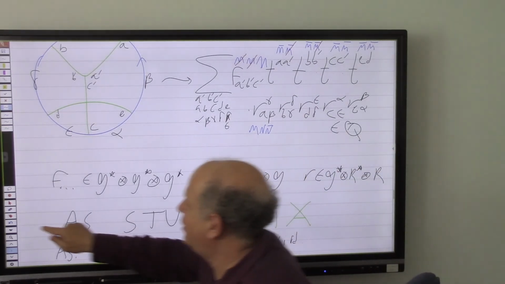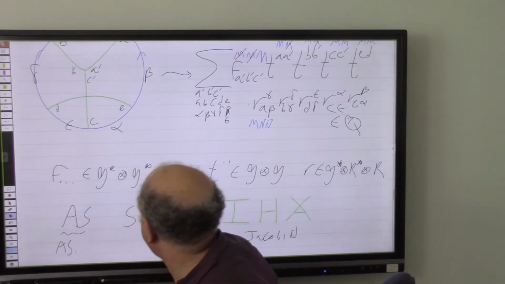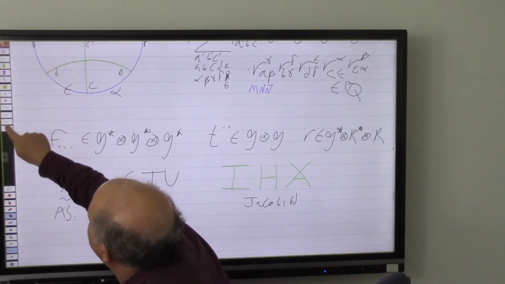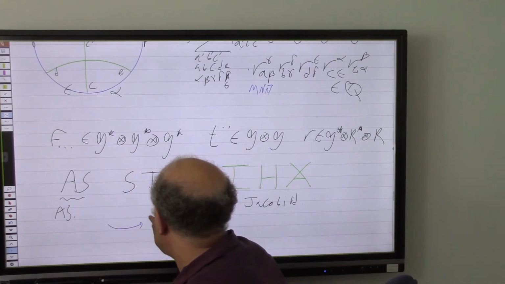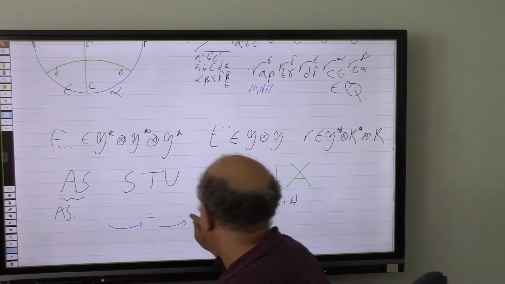And finally, the STU relation, so let me write it in full. So the STU relation is really a relation of this form.